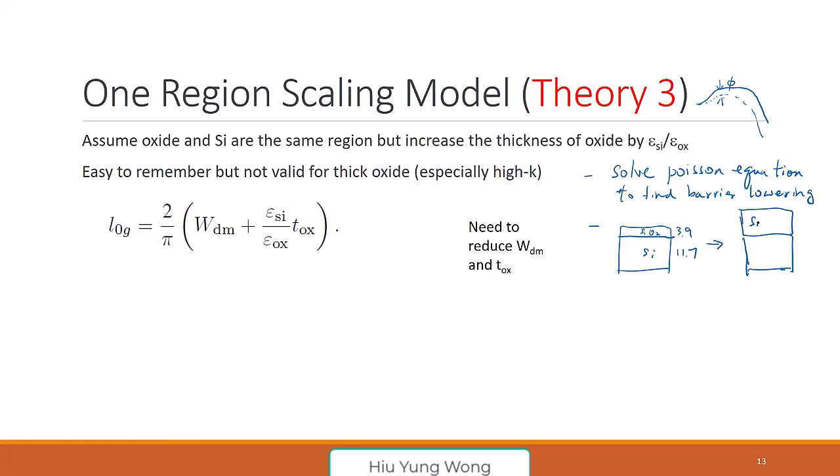Not really 3 times. When they solve the equation by 11.7, the thickness becomes T-ox times 11.7 divided by 3.9. Increase it according to this, and then we put the permittivity as 11.7. Here also put 11.7. This is not exactly correct, but they solve this and then they get this equation.